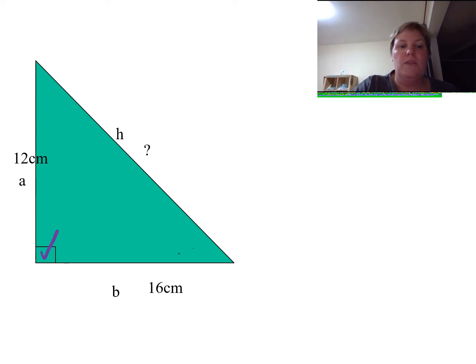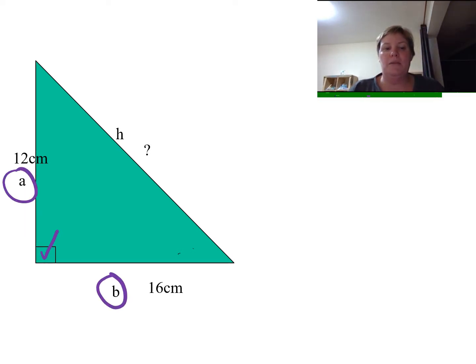So I note where the right angle is, and I know that the two short sides will always be hugging it, so I label them A and B. It doesn't matter which is which. I also note that here is the hypotenuse, which is the long side, which is stretched. The next thing I'm going to do is write down the theorem.